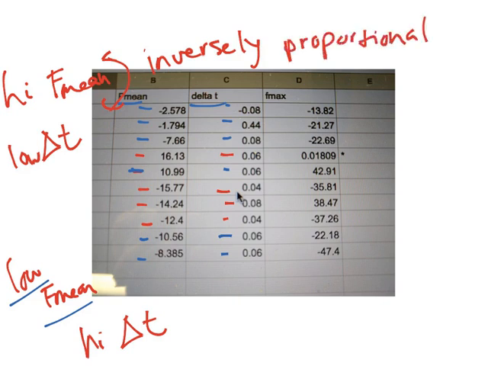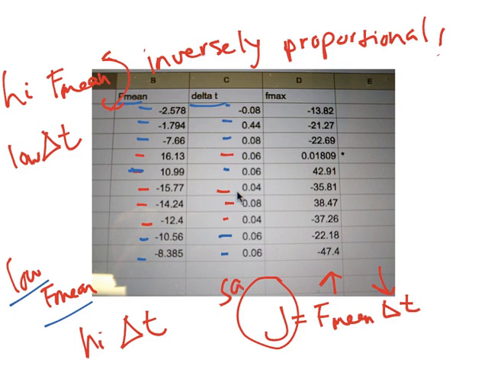Alright, so hopefully you can look at everyone's group data tomorrow and start making some statements like this. I would write down one of the statements I made, such as a high F mean meant a low delta T. And again, that has to do with your impulse equation. As this goes up, this goes down, so that this can stay the same for all of your experiments.